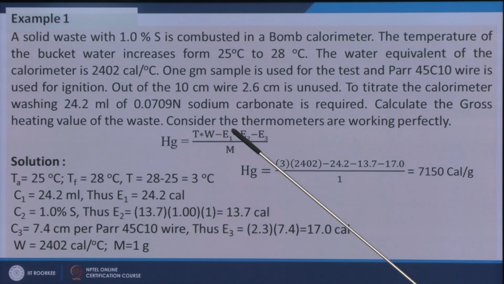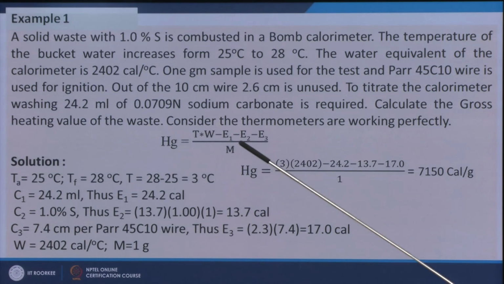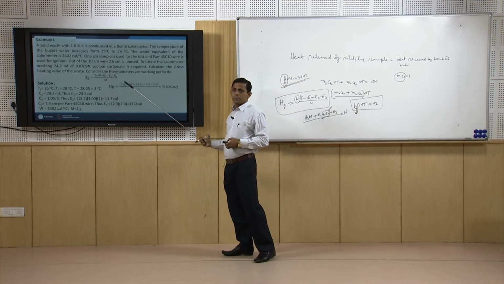Now we will put the values of E1, E2, E3. W is given as 2402 calorie per degree centigrade. T is equal to 28 minus 25, that is equal to 3. So 3 into 2402 minus 24.2 minus 13.7 minus 17, divided by m, where m is equal to 1 gram. We get 7150 calorie per gram. So this is the high heating value of the material.